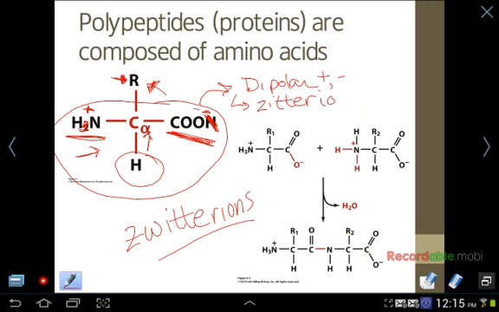Alright, so when two amino acids, say amino acid 1 and amino acid 2, come together, you have a condensation reaction where water is lost. So we lose this hydrogen and the negatively charged oxygen on the carboxylic group, and we form our peptide bond.